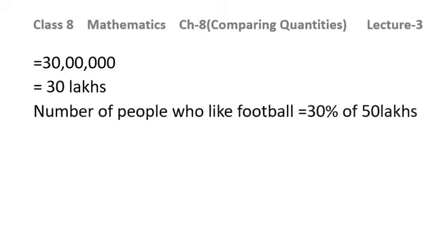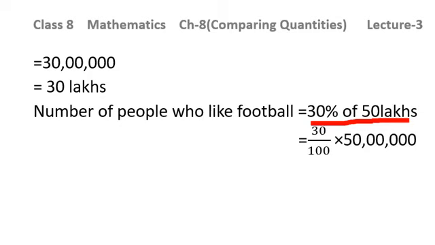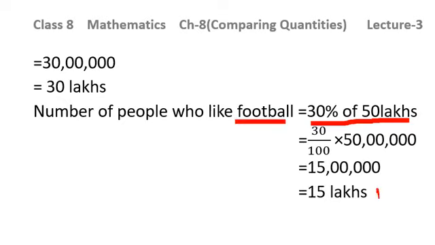Number of people who like football, this is the percentage of the people given to you. So 30% of 50 lakhs will give you 30 over 100 into 50 lakhs, and it will be 15 lakhs in total. So the number of people who like football are 15 lakhs.